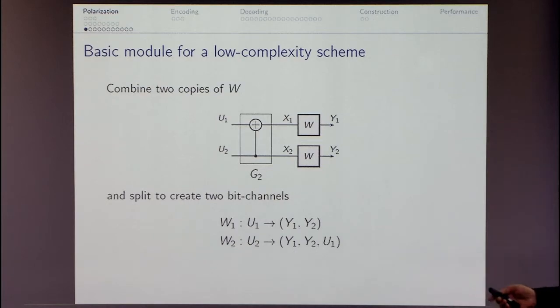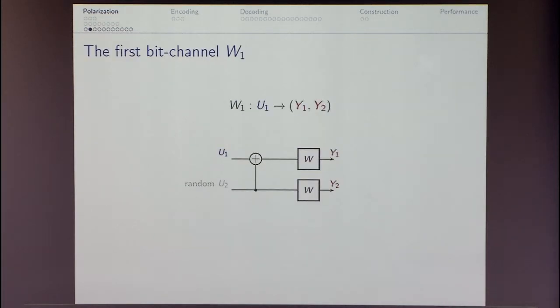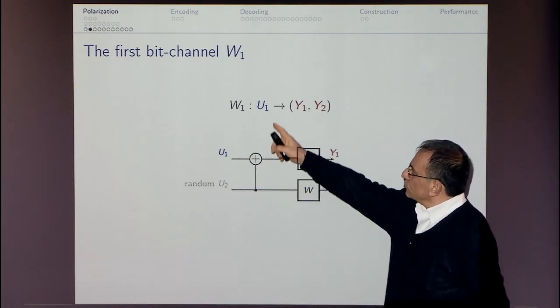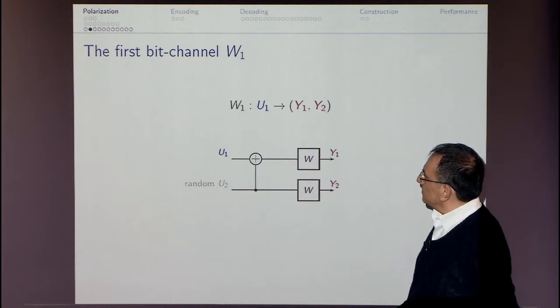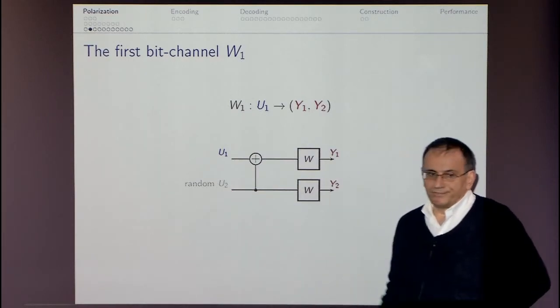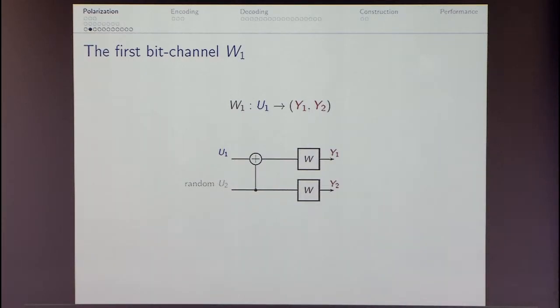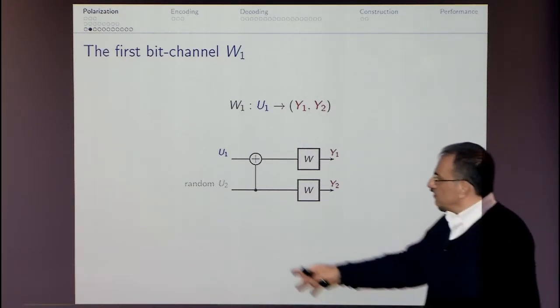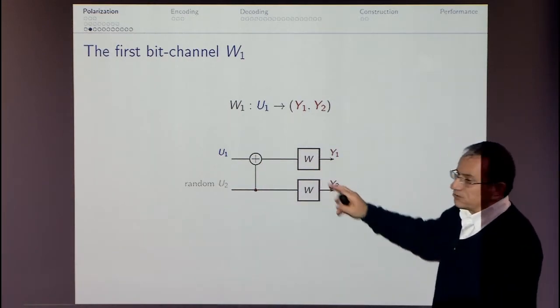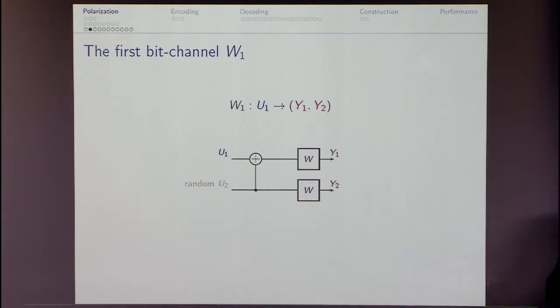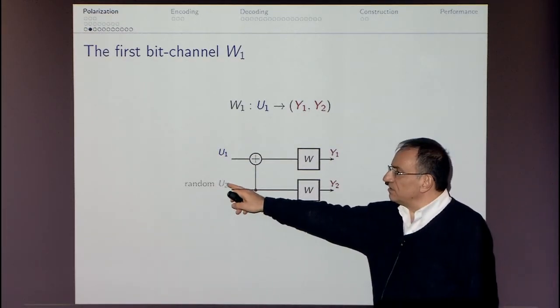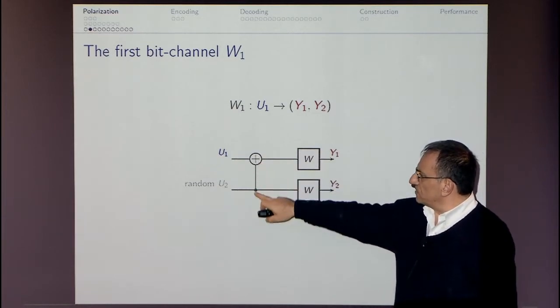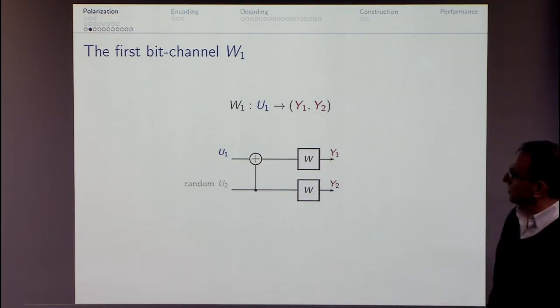Okay, so these are 2 bit channels that we've created. Let's look at them a little more closely. For the first bit channel that we've created, U2 is part of channel noise. It is like a random variable which is interfering with our transmission. That's how we treat it, and that's how it was chosen anyway. This is a Bernoulli 1/2 random variable, and it interferes with our transmission.